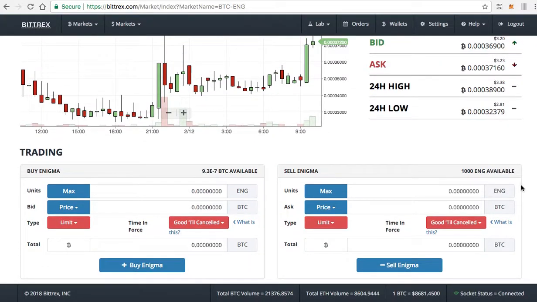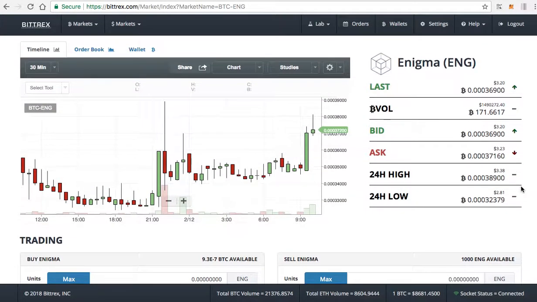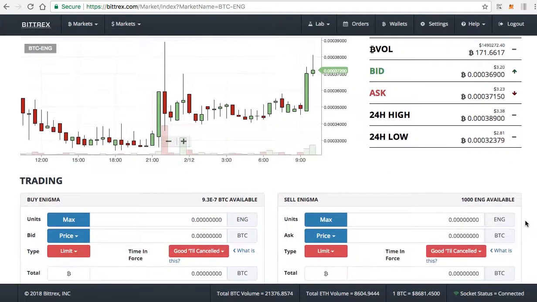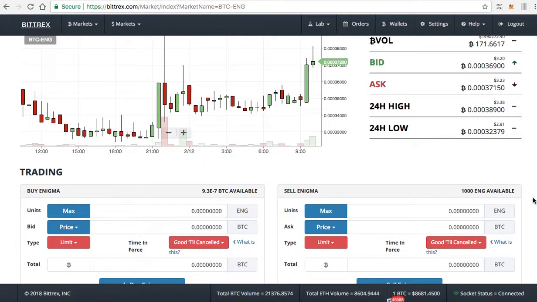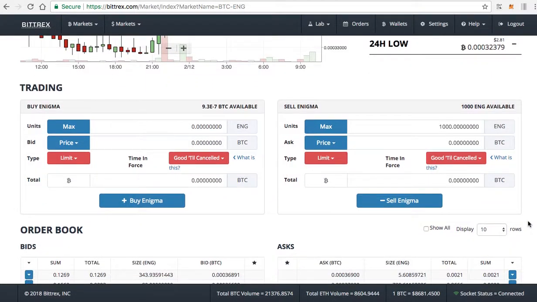So I have 1,000 Enigma, and let's say I bought it at 36,000. It's now up to 36.9, which is great, but to protect myself from losing more than 10%, if I bought it at 36,000, I'm going to put a stop loss on my Enigma. And what I do, as you guys saw, I just click right here, and it will automatically fill in the exact amount of Enigma I have.